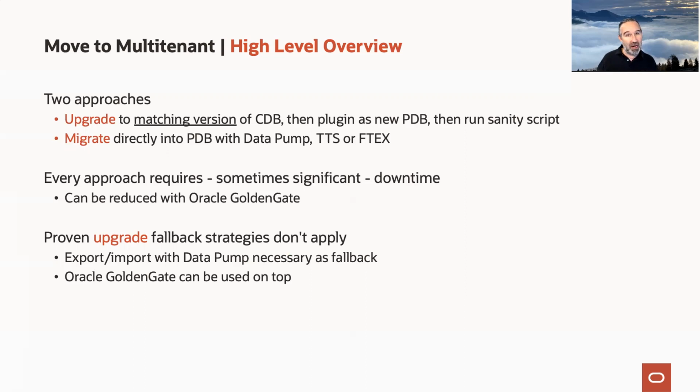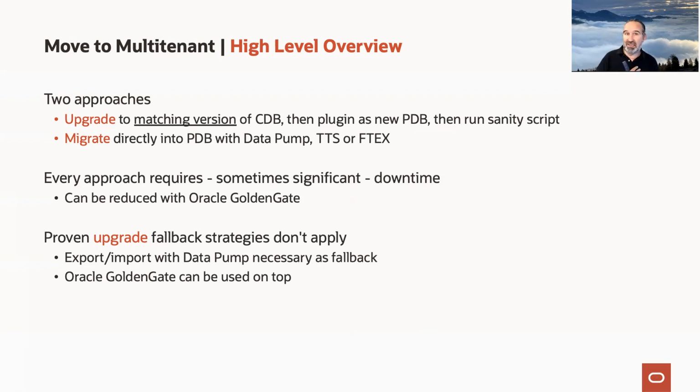For instance, for upgrade, the minimum is 11.2.0.4. For a migration with full transportable, you can do it from an 11.2.0.3 as well. With Data Pump, you can even tackle a 10.1.0.5 database. Every approach requires, unfortunately, sometimes significant downtime. You can reduce this with GoldenGate if necessary.